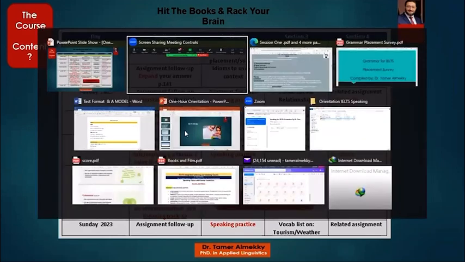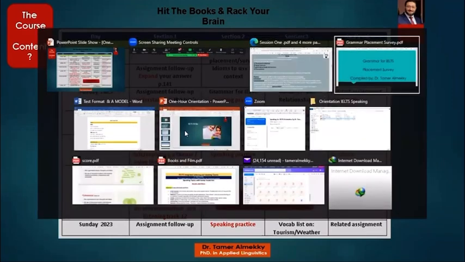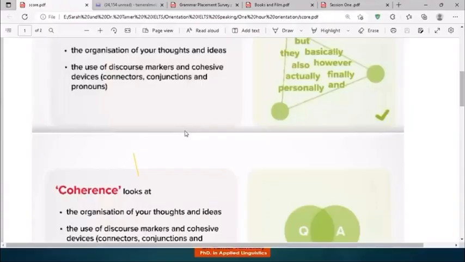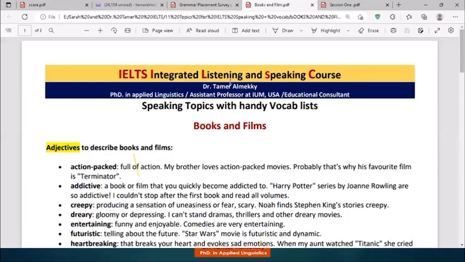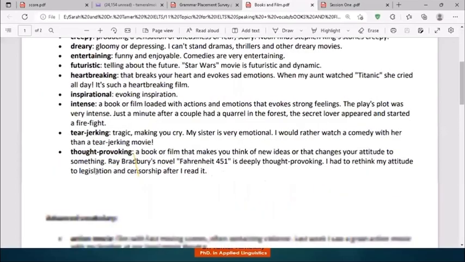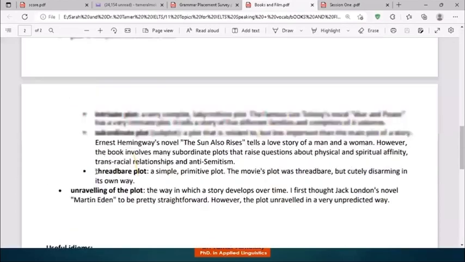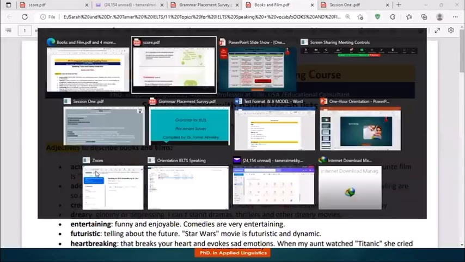I will show you now one of the vocab lists that I have provided in the other courses. This is one of them. Just give me a second. This is one of them, guys. This is about books and films, right? I just gave the people adjectives and nouns and expressions and so on. So every time we have this, we prepare ourselves for the next part.